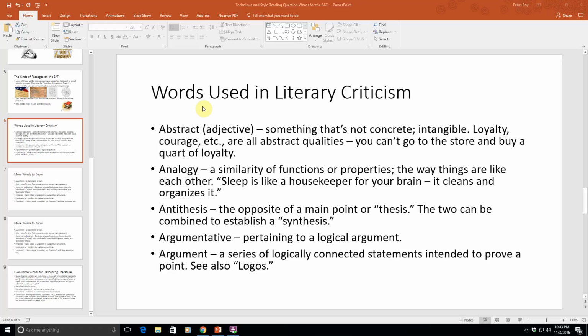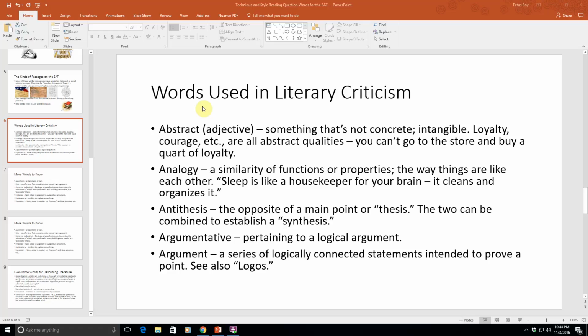An antithesis is the opposite of a main point or thesis. The two can be combined to establish a synthesis. In fact, on the ACT, they give you 3 different viewpoints on an issue. You will have to create some sort of synthesis of these 3 viewpoints, 2 of which may be directly opposed to each other, and all 3 of which aren't going to be exactly the same. They're going to have to be different, or they wouldn't bother having 3 of them.